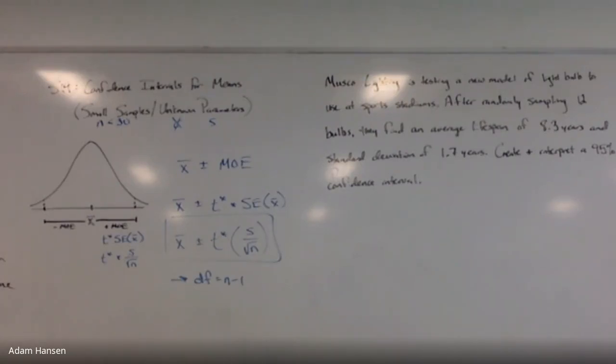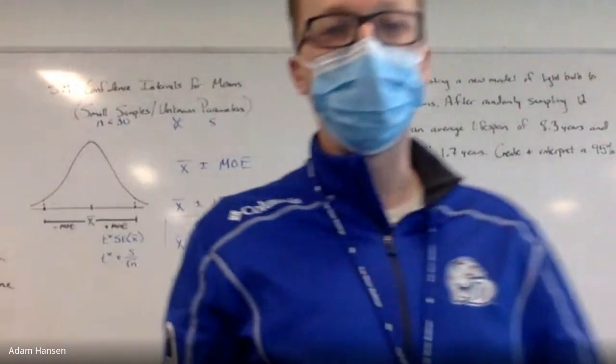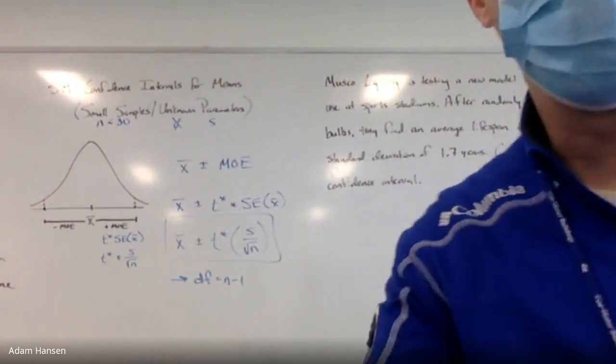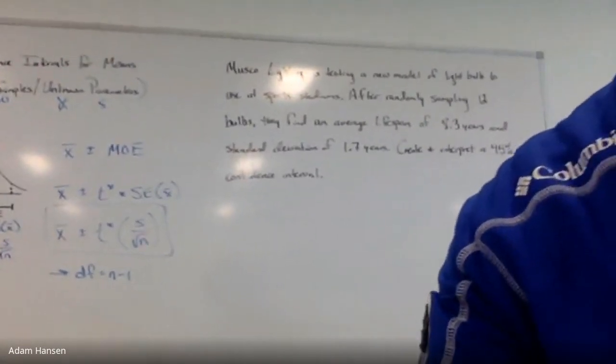Take a sample. The sample mean is an estimate of the overall population mean. I also add and subtract the margin of error, so I have some level of certainty I've captured the overall population parameter, the population mean. All right, let's put this into action.